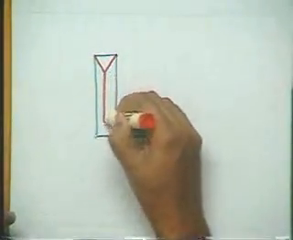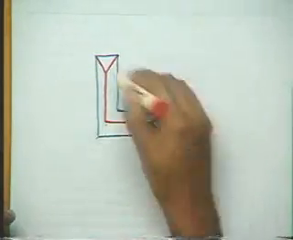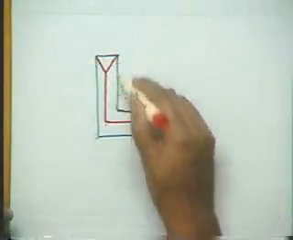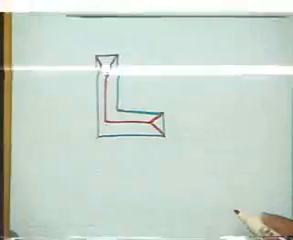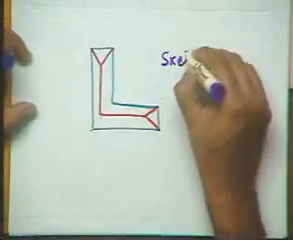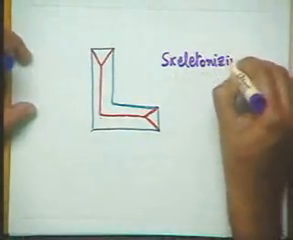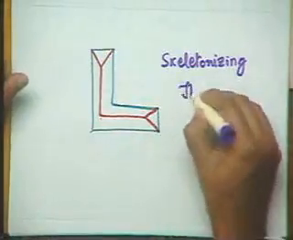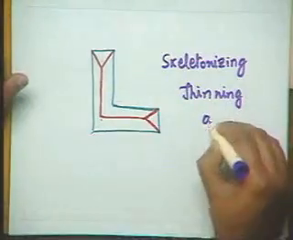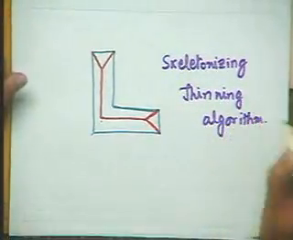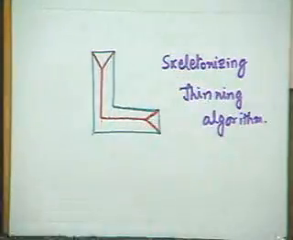So, again this red line, which you have seen over here, is nothing but the skeleton of this entire green region, after application of the medial axis transformation. So, this process is either called medial axis transformation, or it is also called skeletonizing algorithm, or it is also called thinning algorithm.